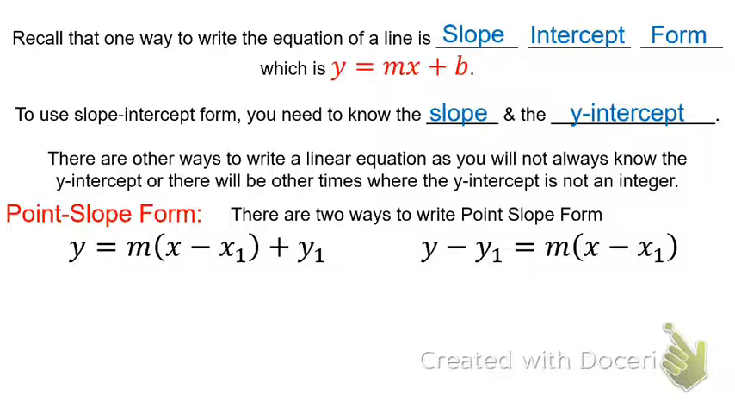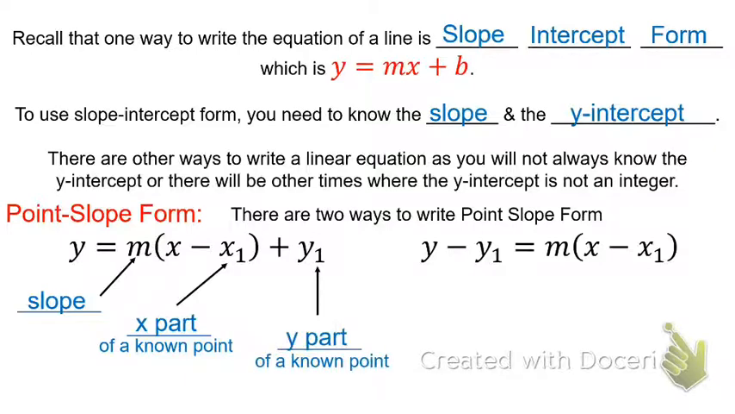Now, Apex will use the second form, where in a typical year we use the first form. So we need you to know both forms so that you're capable of passing through Apex, but also being prepared for next year. In this form, m is still the slope. x1 and y1 are going to be parts of a known point, some coordinate. So x1 is the x part of the known point, and y1 is the y part of the known point.